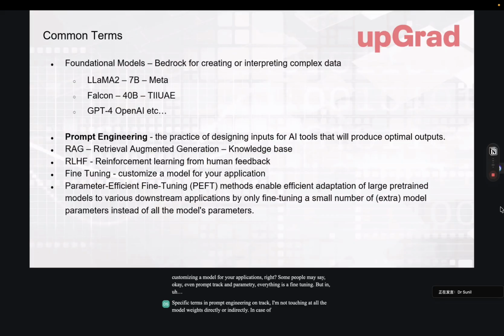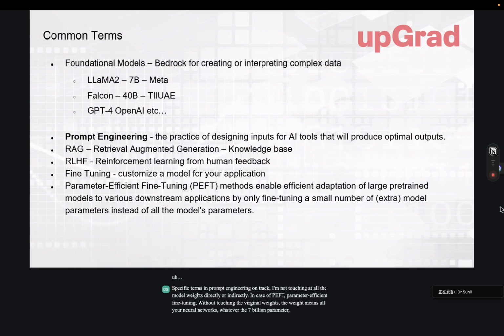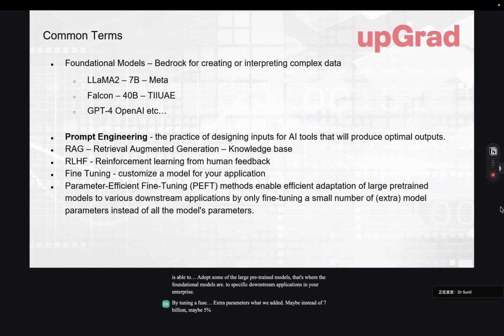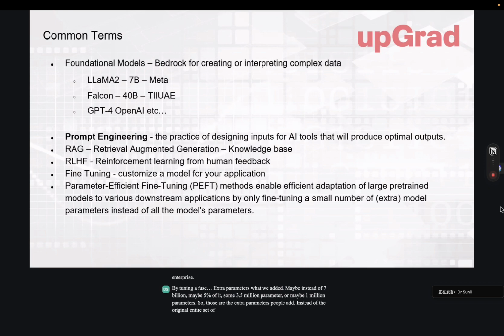In the case of PEFT, parameter efficient fine tuning, without touching the original weights, where weights means all your neural network's trainable parameters, the 7 billion parameters, I'm calling them weights. This parameter efficient fine tuning is able to adapt some of the large pre-trained models, that's where the foundational models are, to specific downstream applications in your enterprise by tuning a few extra parameters that we added. Maybe instead of 7 billion, maybe 5% of it, some 3.5 million parameters, or maybe 1 million parameters. Those are the extra parameters people add instead of the original entire set of parameters, which is cumbersome to update.